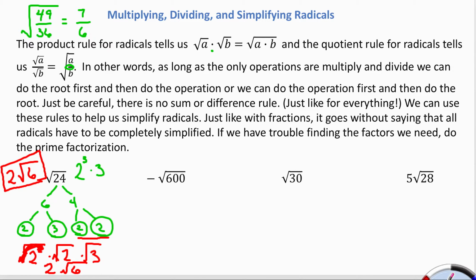Okay, let's do it for the next one now. Remember, a negative outside just means your number is going to be negative. So I'm going to do my factorization. This is 6 times 100, or whatever you see, 60 times 10. However you want to start is fine. We'll all get to the same place in the end.